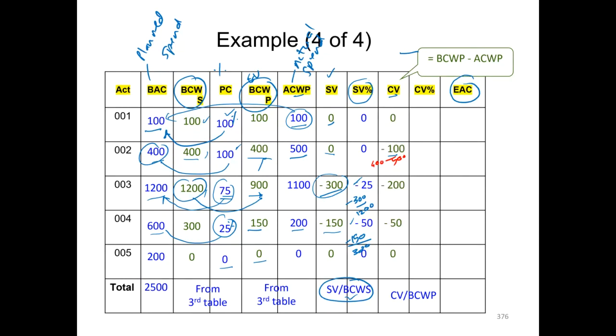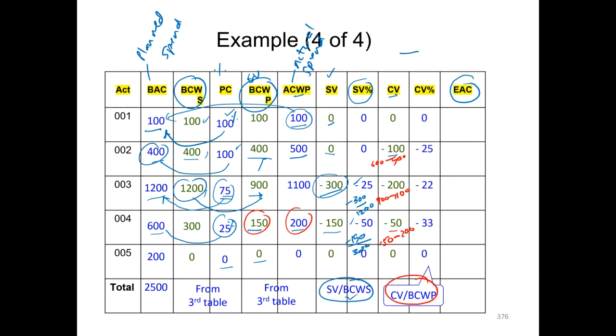Likewise, this minus 200 is calculated by looking at 900 take away the actual cost of 1100, giving you an answer of minus 200. And minus 50 is found by looking at this value, 150, take away the actual cost of work performed, which is 200 from here, giving us an answer of minus 50. And then we will use this to represent it as a percentage.